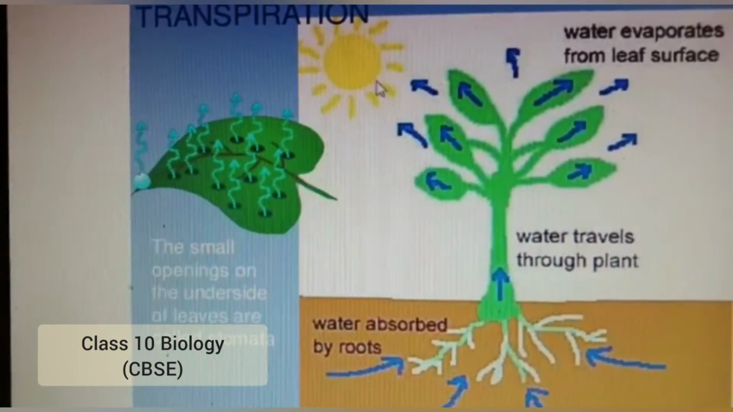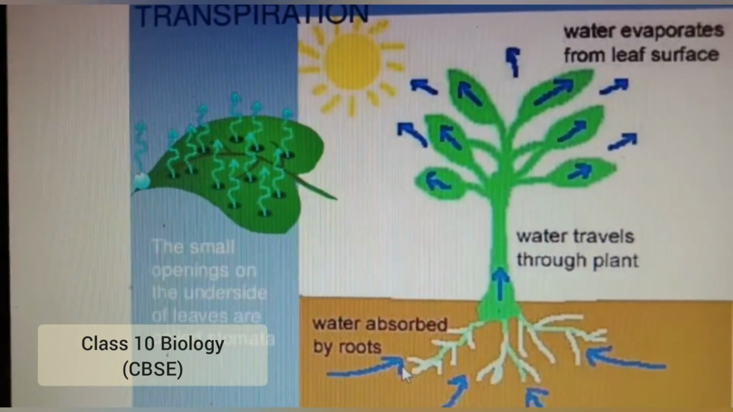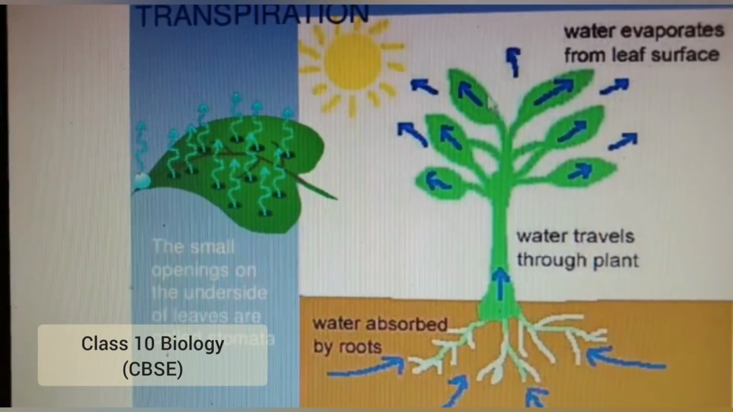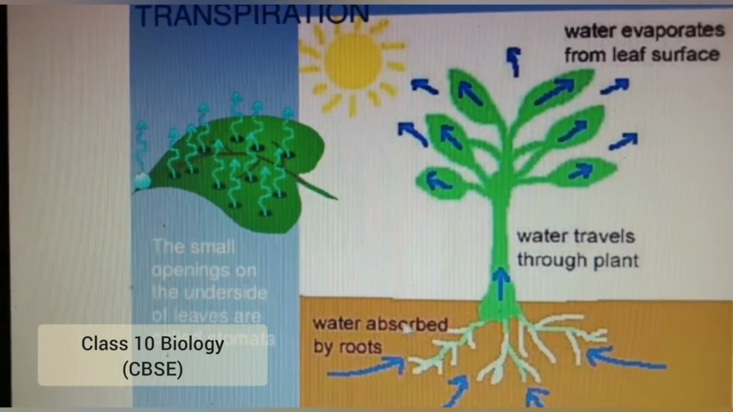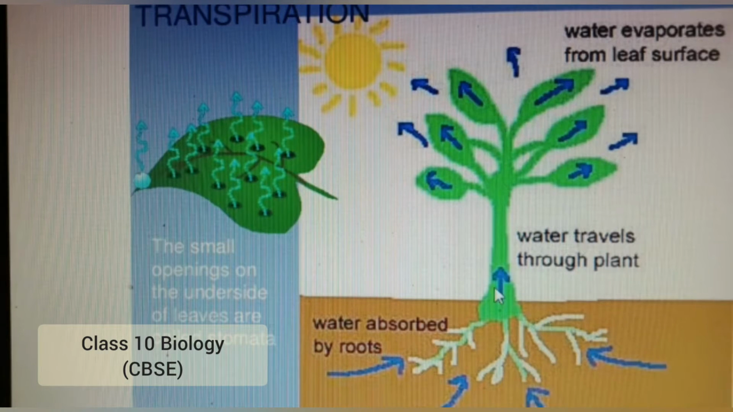A tissue called xylem acts as pipelines and takes water and minerals from the root through the stem to the leaves. Okay, absorption of water and minerals is a continuous process. Water is being continuously lost from the leaves by the process called transpiration. This creates a low pressure and a pulling force which pulls up the water and minerals towards the leaves. In this way the water and minerals are transported to different parts of the plant body.